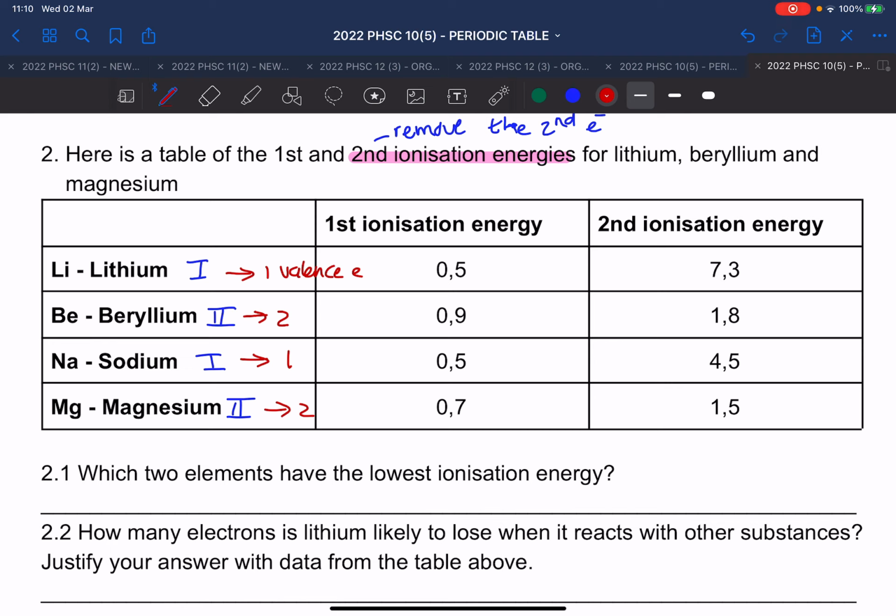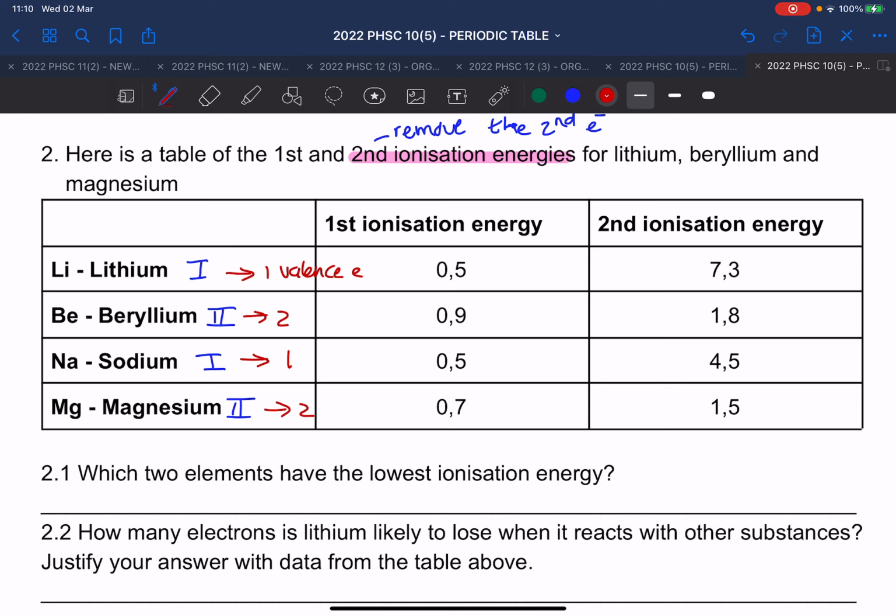But if we look at the second ionization energy, the energy required to remove the second electron, we can see now beryllium will require less. Why? Because it was first paired. If you remove the one, then you have 1 valence electron left. So then it will require less energy to remove the second one.